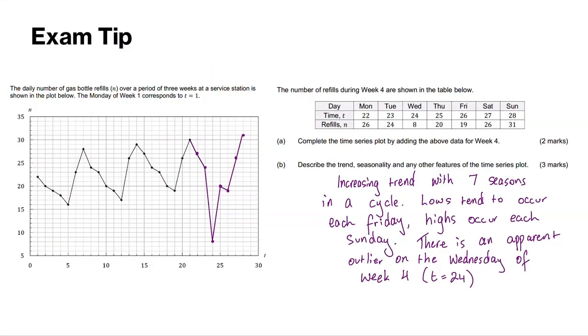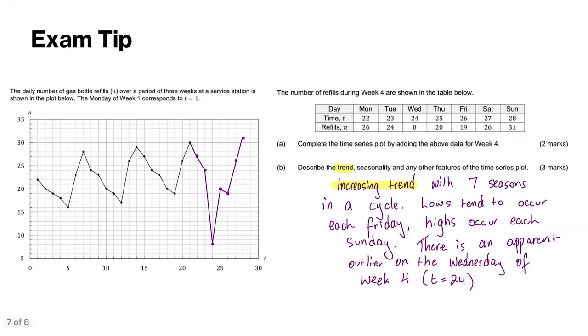The behaviors that the examiner is looking for here would be correct mention of trend, which in this case is an increasing trend. That would give you 1 mark. The second thing it wants you to talk about is seasonality. Remember before how I mentioned when discussing seasonality, we want to talk about 3 things in particular. How many seasons there are in the cycle. In this case, we have 7. And then specifically mention where the lows and highs occur in the context of the data. So the lows occur each Friday and the highs occur each Sunday. That would get your second mark.